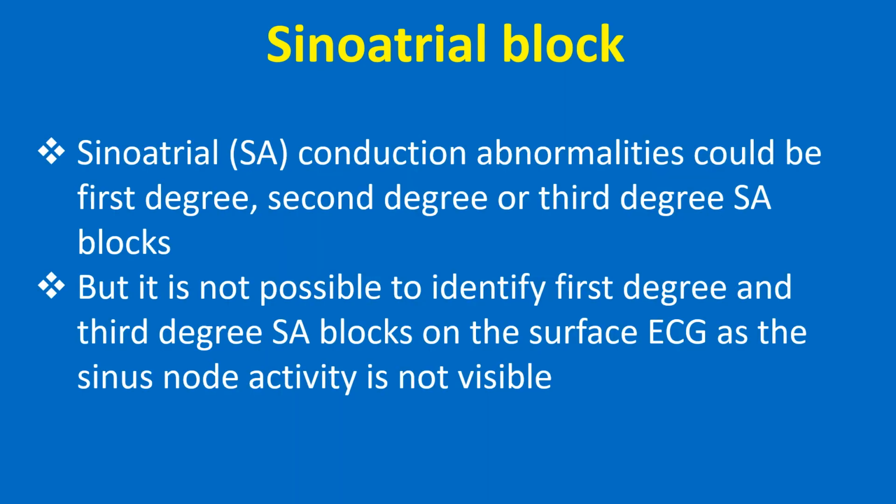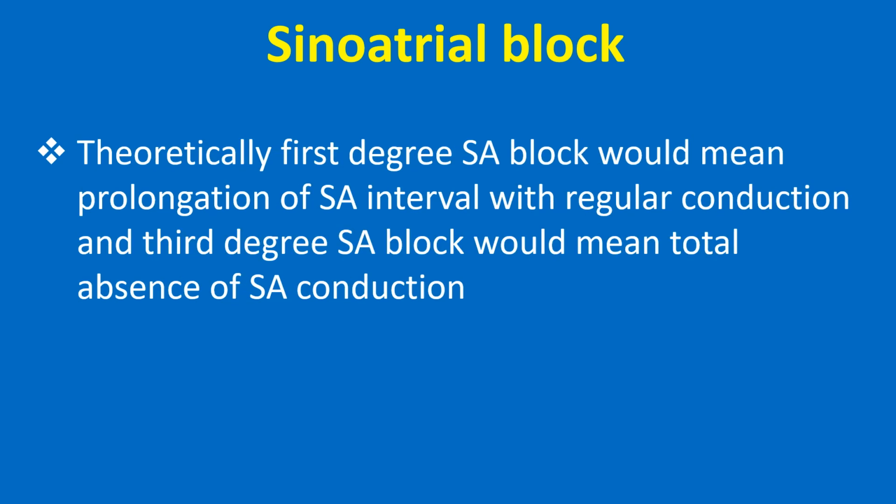Moving on to conduction disturbances. Sinoatrial conduction abnormality could be first degree, second degree or third degree SA blocks. But it is not possible to identify first degree and third degree SA blocks on the surface ECG as the sinus node activity is not visible. Theoretically, first degree SA block would mean prolongation of SA interval with regular conduction and third degree SA block would mean total absence of SA conduction.